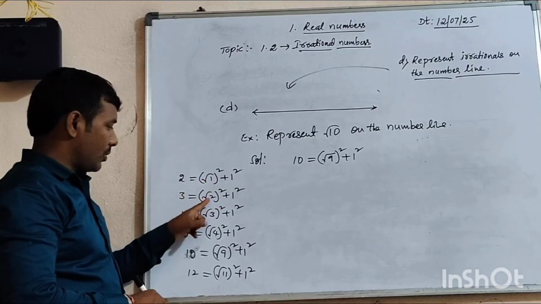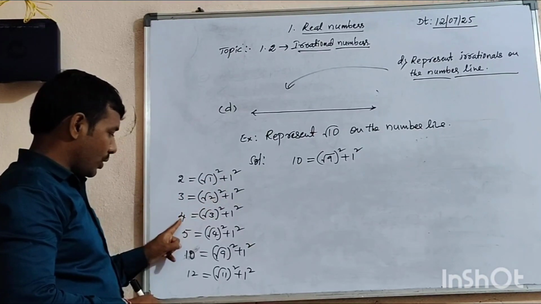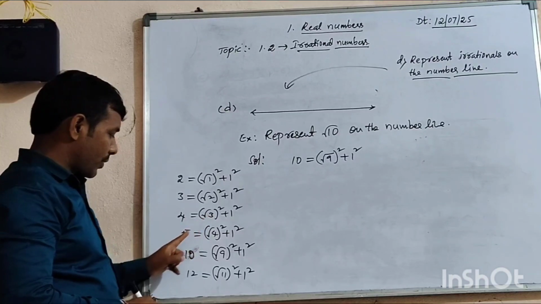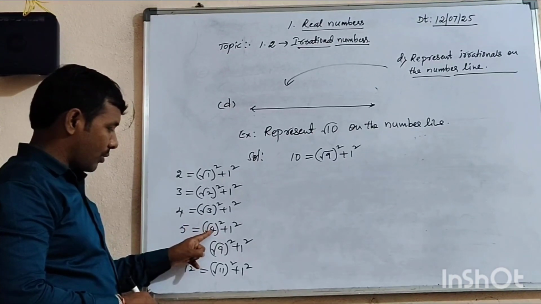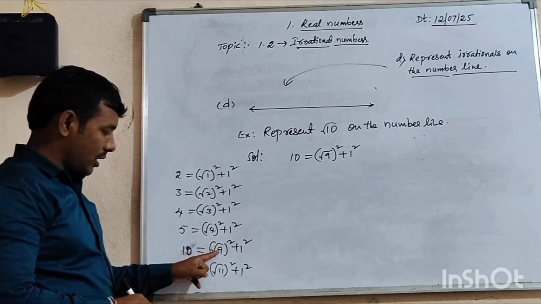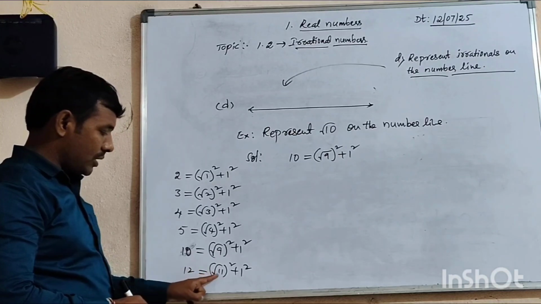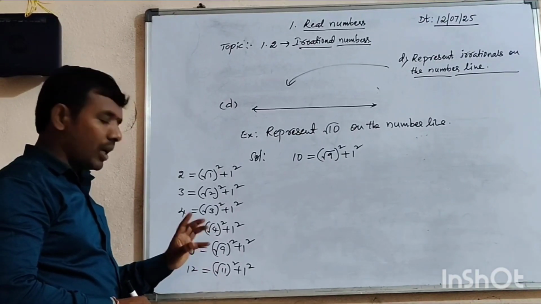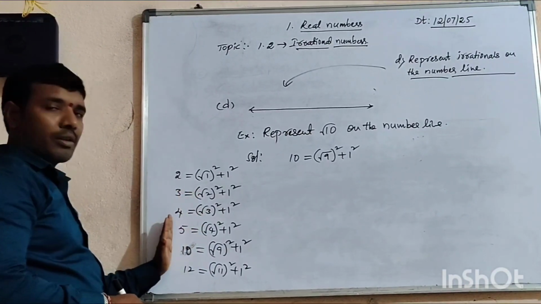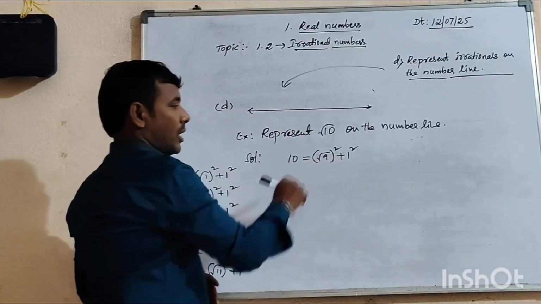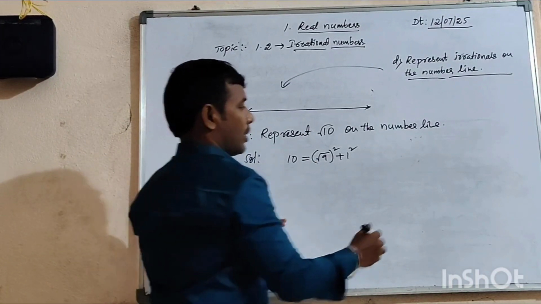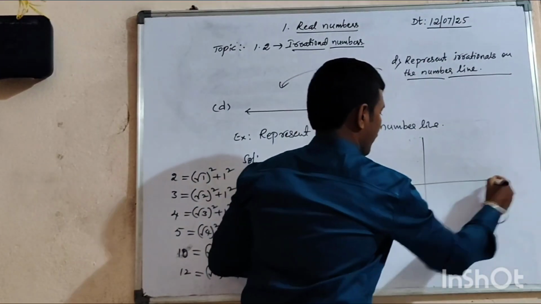Here 3 is there, inside you take 2. Here 4 is there, inside you take 3. Here 5 is there, inside you take 4. Here 10 is there, inside take 9. Here 12 is there, inside you take 11. Nothing but 1 less than this figure. So based on that I have written this. Next I want to draw the diagram.